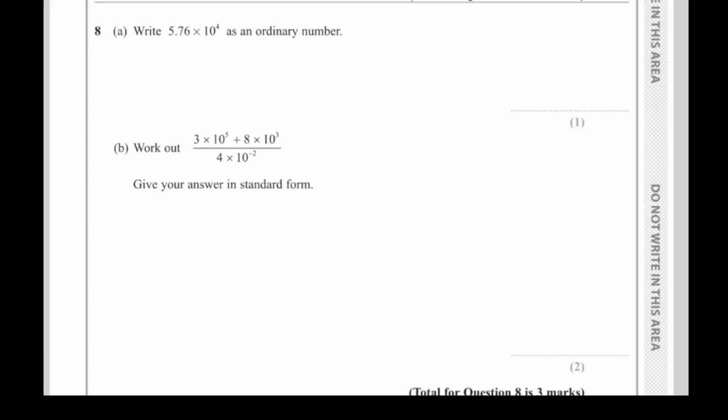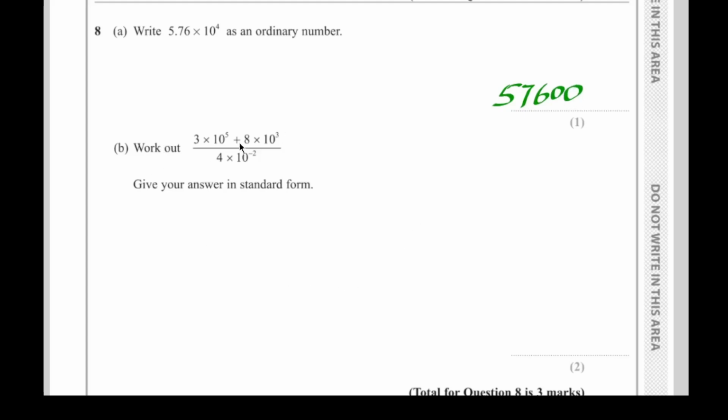Question 8. Write 5.76 into 10 to the power 4 as an ordinary number. Ordinary number means you need to multiply out and expand it, not as 10 to the power of something. You got to expand it. So in this case, this is 10 to the power of 4. You can use the calculator as well. If not, you can do it manually. You have to make this decimal point jump 4 times. So let's make it jump 4 times. Then I'm getting 57,600.